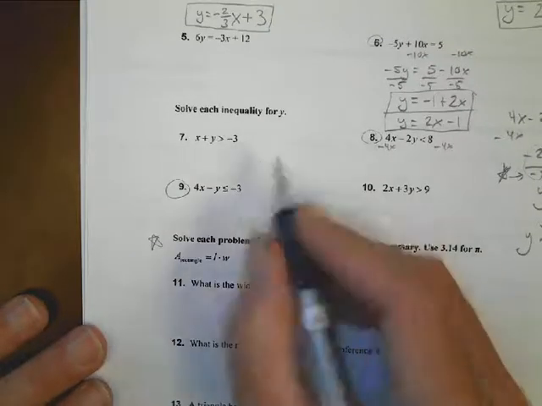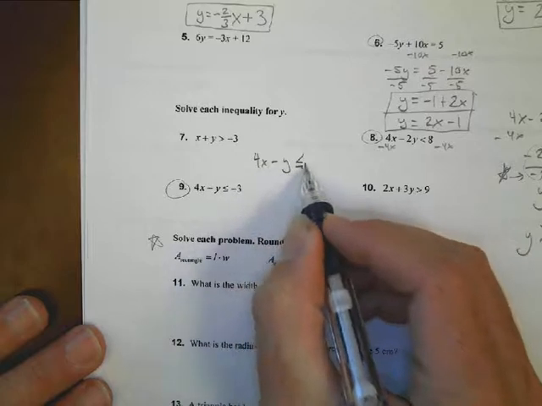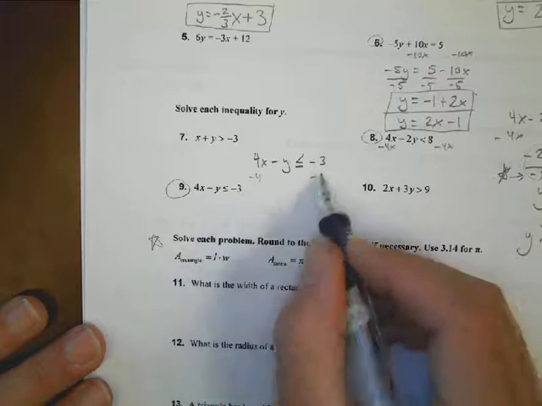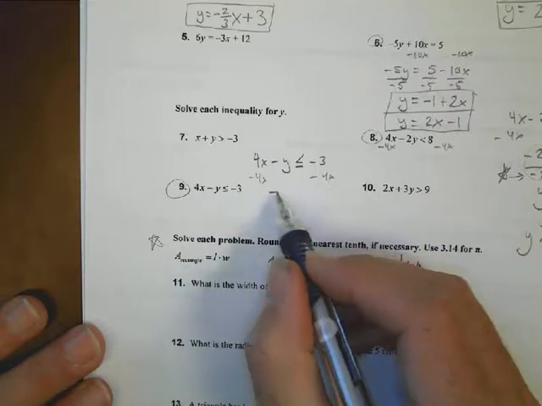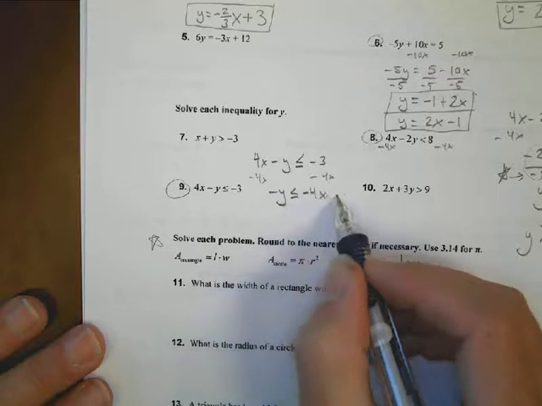Let's look at number 9. Same idea. I'm going to write it up here for you. 4x minus y is less than or equal to -3. And we're going to subtract 4x from both sides. So we have -y is less than or equal to -4x minus 3.